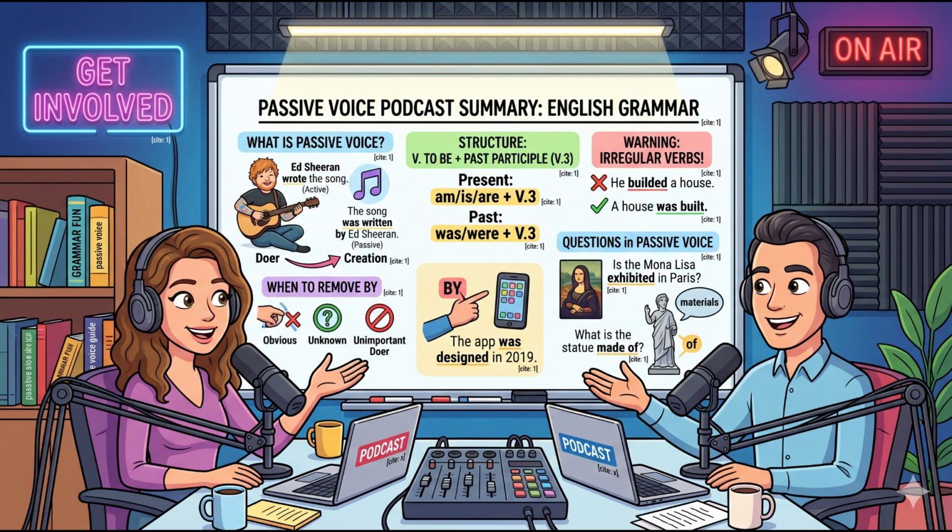Yep, you're just borrowing a foundational rule you already know from basic English. If the statement is, "The Mona Lisa is exhibited in Paris," the question just moves the is to the front, making it, "Is the Mona Lisa exhibited in Paris?" Precisely. And the short answer is just, "Yes, it is." And for the past tense, you just lead with was or were. "Were you invited to the premiere?" You got it. It's that simple.